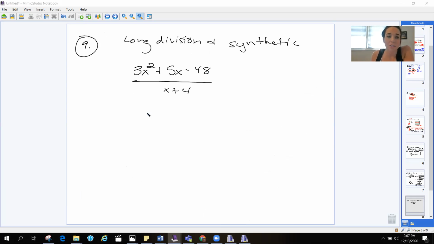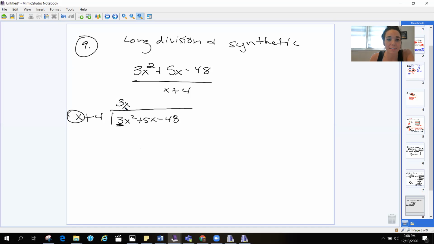All right, so for long division, it's going to look like this. You're going to put what's in the top underneath the division line with x plus 4 on the outside. And then you're going to only look at the first term, and then you're going to look at this term. So you're going to say to yourself, what times x will give you 3x squared? Well, 3x will give you that, right?